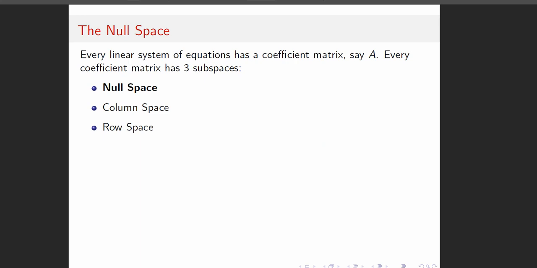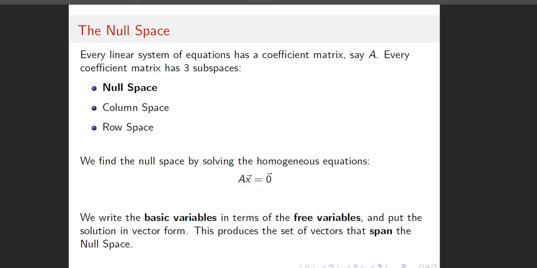Okay, so there are three subspaces that we care about: the null space, the column space, and the row space. And what is the null space? Well, we find the null space by solving the homogeneous equations, right? We find the vector x such that the matrix A times x equals 0.